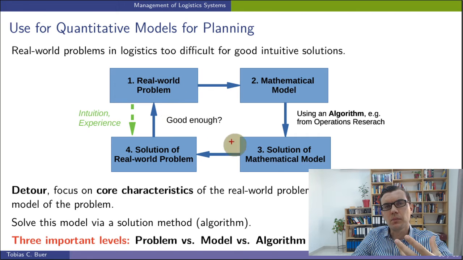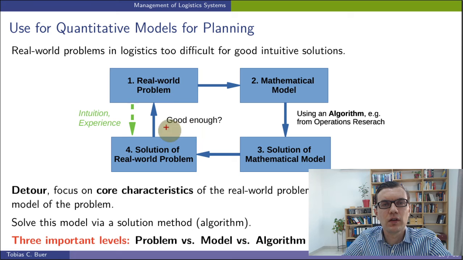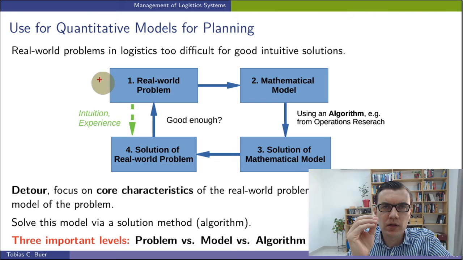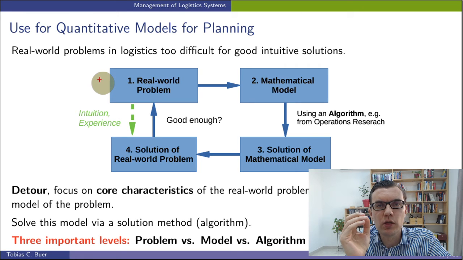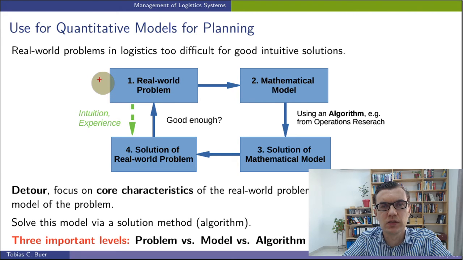In general, most of the modeling, most of the way we use quantitative methods for planning follows these four steps that you see on the slides. Most importantly, we start with a real-world problem. We want to solve a real-world problem. We are not happy with how something is running in the real world, and now we want to change this.